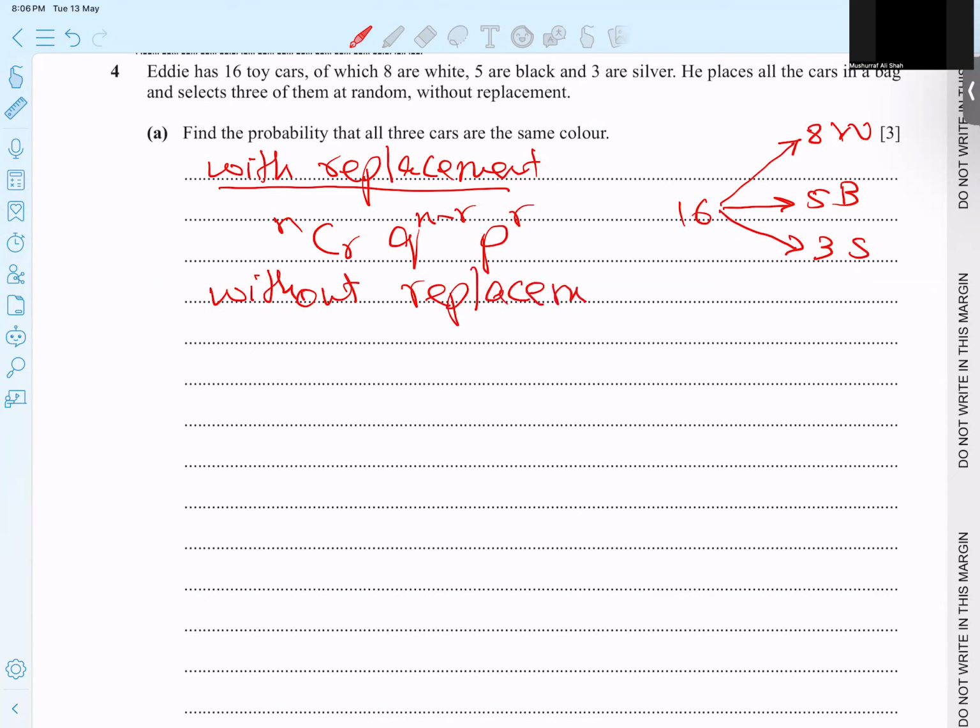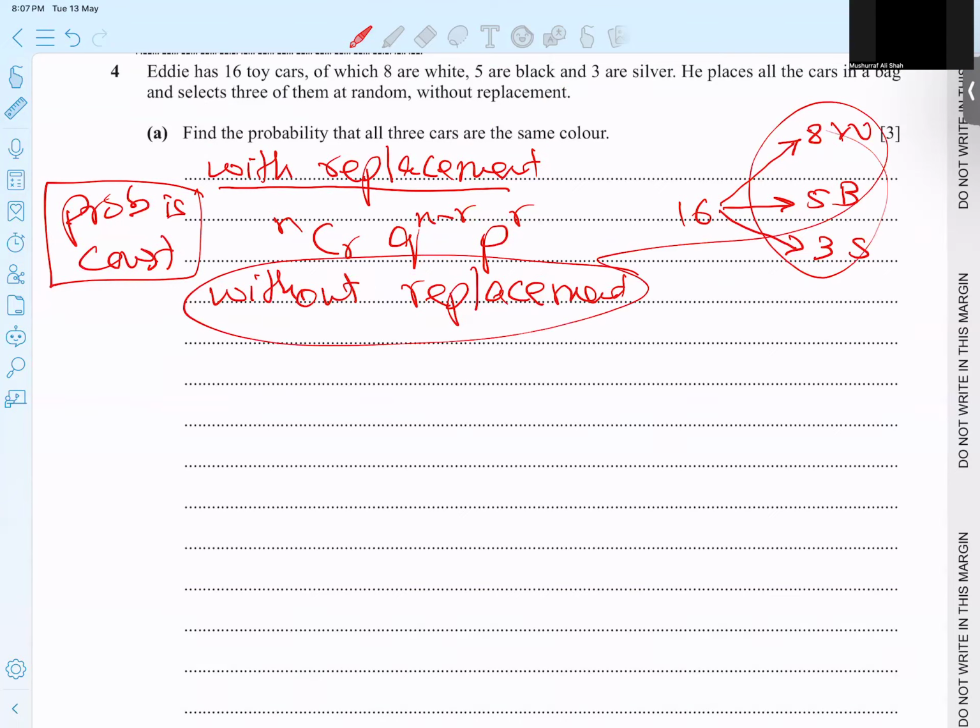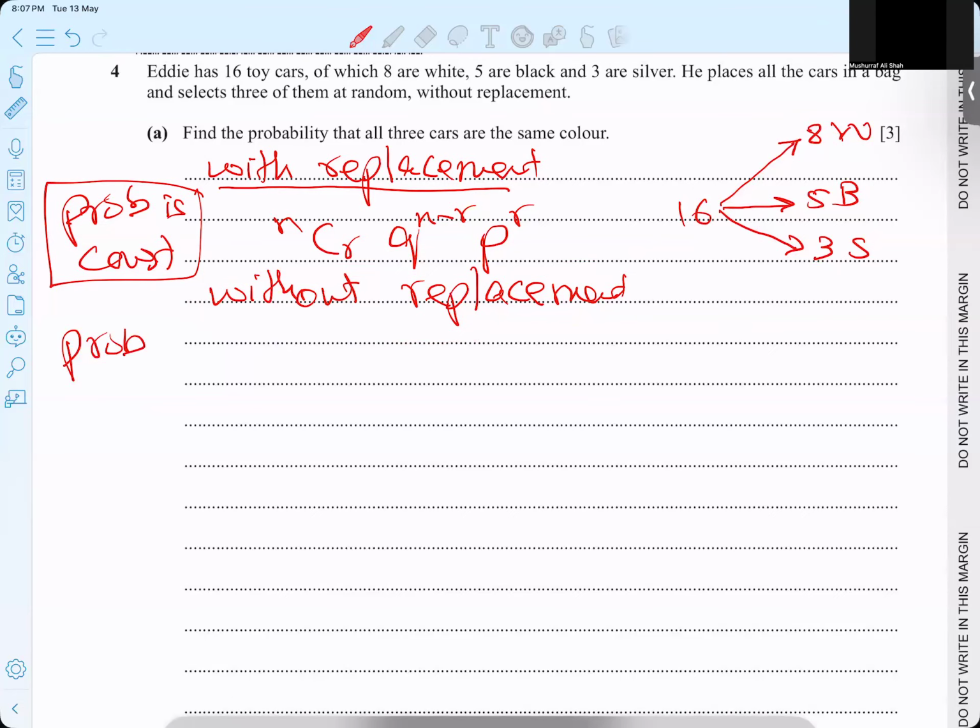Do you know, students, what is the pattern? When with replacement comes, probability is not changing. You bring something out, put it back inside, probability remains the same. That is why we use p and q only when probability is constant. But students, do you know, when I bring one ball out or one thing out and don't put it back, probability will change. It means the probability is not constant, not fixed.